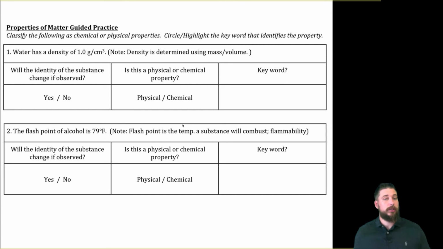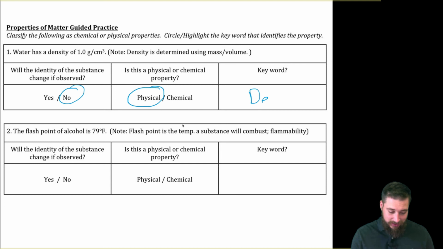Now, let's go through two practice problems, and then there are some other practice problems that are similar within the booklet there. The first one is: water has a density of 1 gram per centimeter cubed. When we observe that it has a certain density, is the water changing? Well, the answer is no, it's not changing, which means that it's a physical property, because when we observe that, it doesn't change. And density is the property we are talking about in this situation.